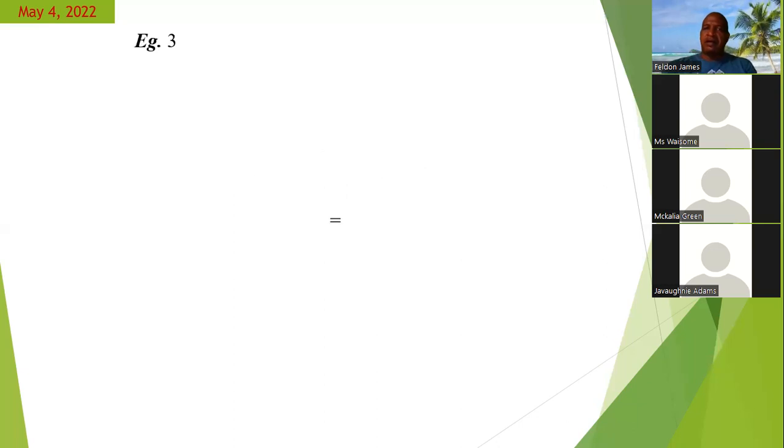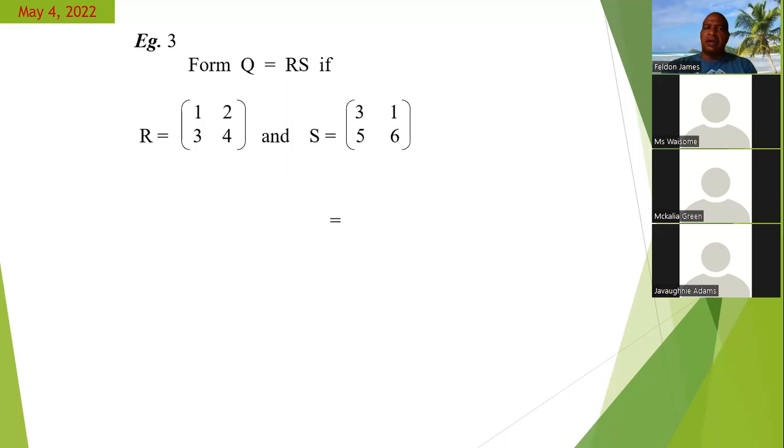Any question, guys? Raise your hand. All right, moving along. So here now, this question is saying form Q equal RS if R is equal to this matrix and S is equal to that. All right, so I'm just going to give you some time to do that. I'll give you about 5 minutes to do it. When you're finished, raise your hand. So same multiplying.